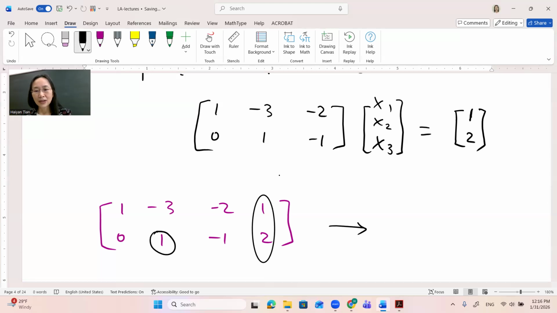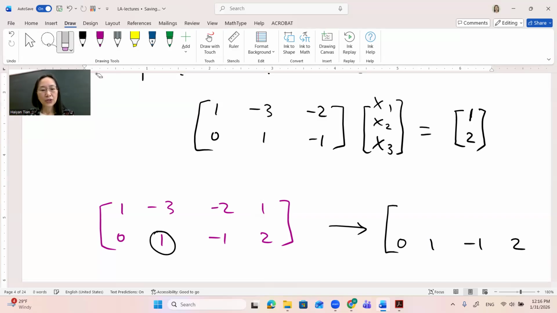So we keep the second row as is. And now we are going to replace the first row. That is, we want to make this entry 0, right? So that means adding a multiple of the second row. What multiple? 3. Yes, we want to multiply the second row by 3, and then add it to the first row to replace the first row. So the first row will be replaced. This is a replacement.